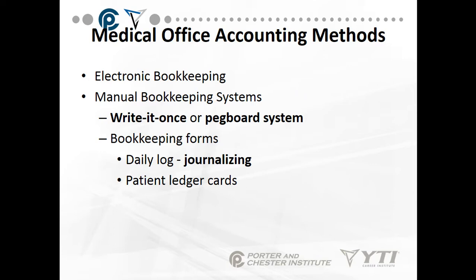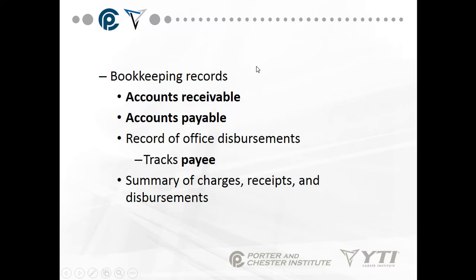If you're part of a bigger corporation, you won't do any bookkeeping in your office. Yale New Haven or Partners, if you're one of the clinics, you don't do bookkeeping in your office. It's done by the corporation. Bookkeeping records. We have accounts receivable and accounts payable. So accounts receivable is the money that's coming into the practice, like co-pays and insurance payments. Accounts payable are what we're sending money out for: supplies, rent, utilities.